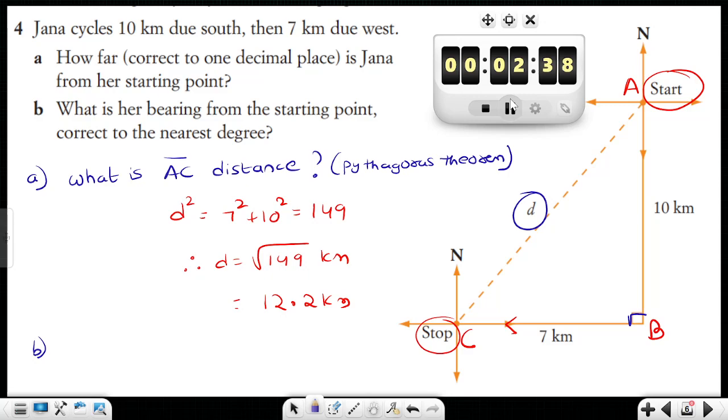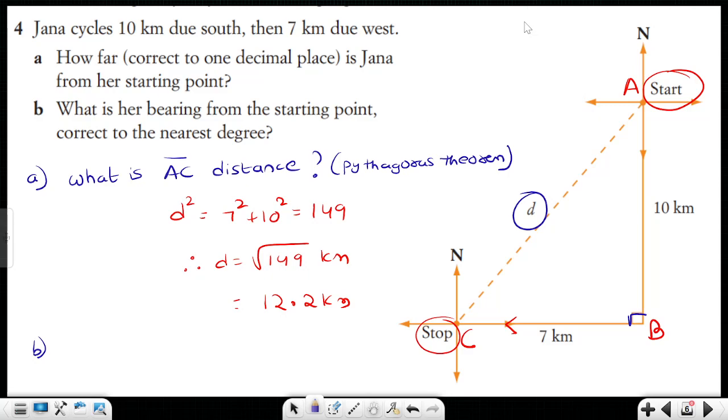Okay, I'm going ahead, Akshita. Now, what is her bearing from the starting point, correct to the nearest degree? So when Jana finally came here, what is her bearing from the starting point? The starting point is our reference. So from here, this is her bearing, right? So how to calculate that?